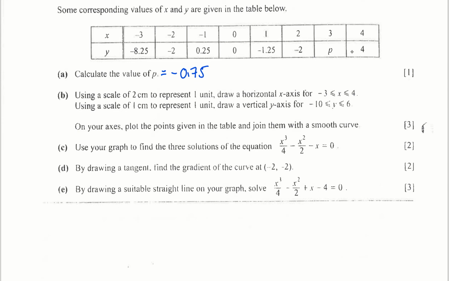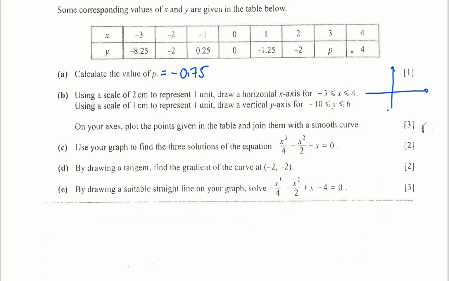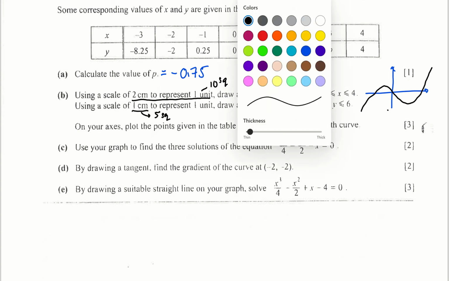your graph should look like this, if this is my axis. I use a black color. Your graph should look like this, going up, passing through 0, going down, and then going up again. Note the scale, make sure you understand: 2 cm, this is 10 squares, to represent 1 unit; 1 cm to represent 1 unit is 5 small squares. So 3 marks. I strongly believe you can get it.